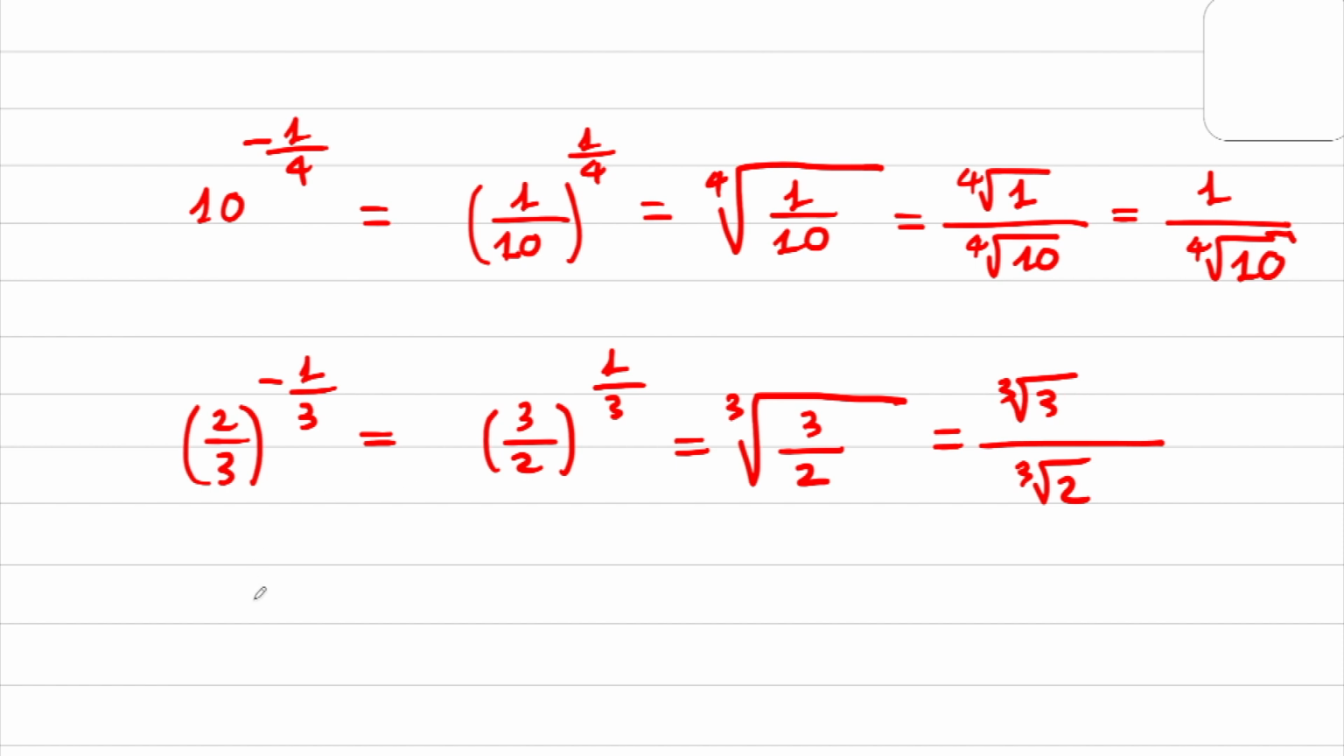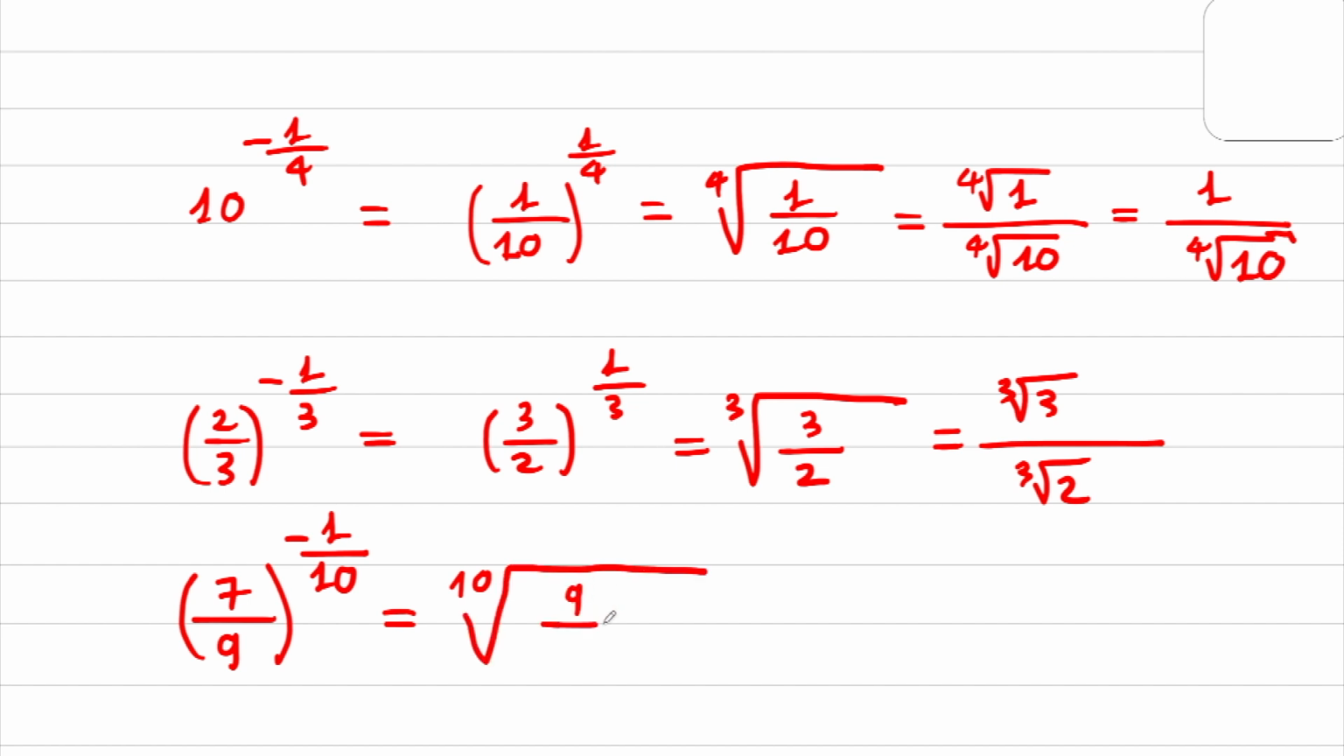Yeah. And the last example, you have 7 over 9, and the outside is negative 1 over 10. How can you work with this one? You will have the 10th root of 9 over 7. So after that, you have the 10th root of 9 over the 10th root of 7. Yes, I think it's not too difficult, but a little bit more complicated than rational indices or negative indices alone. So when you combine two things in one power, it's not easy anymore.